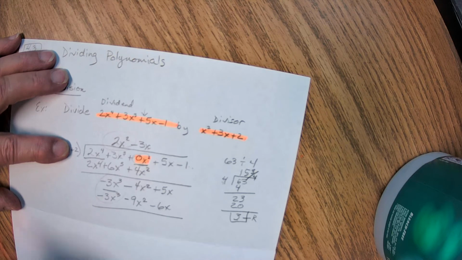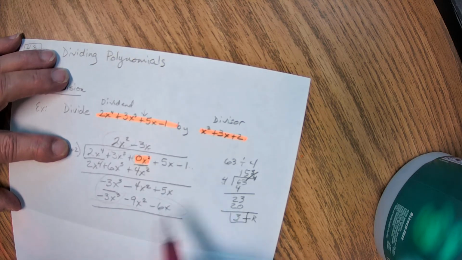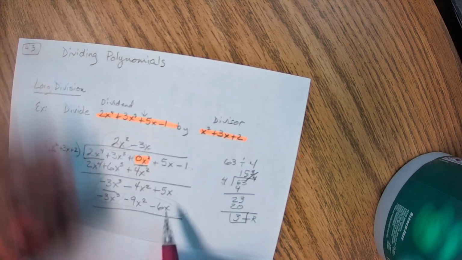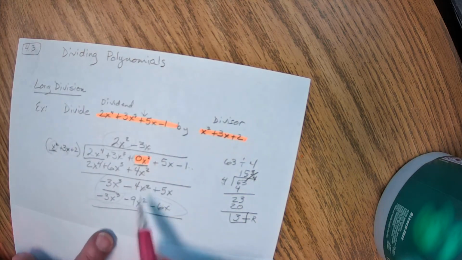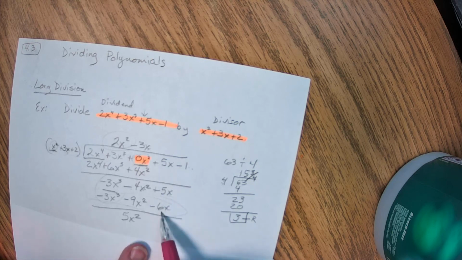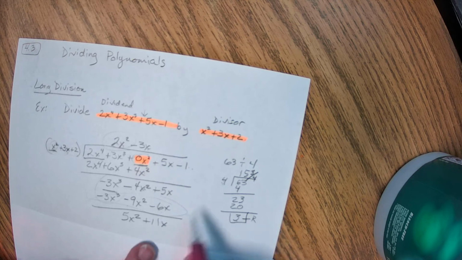Here's where you're going to make mistakes. Don't forget that you're subtracting all of those things. You're not just adding these. We're subtracting these. So negative 4x squared minus negative 9 is the same as negative 4 plus 9. This would be 5x squared. 5 minus negative 6 is really 5 plus 6, so this would be plus 11x. And I'm going to bring down the last term, which is negative 1.